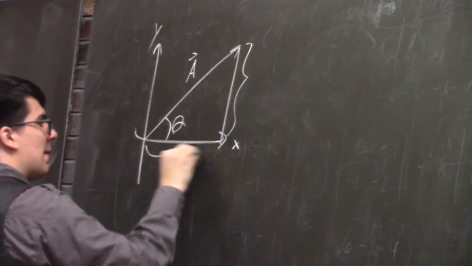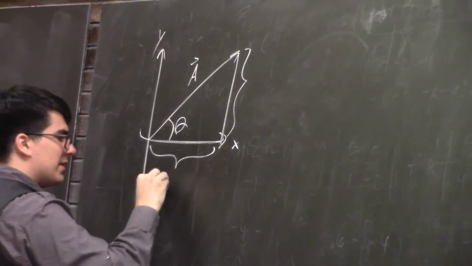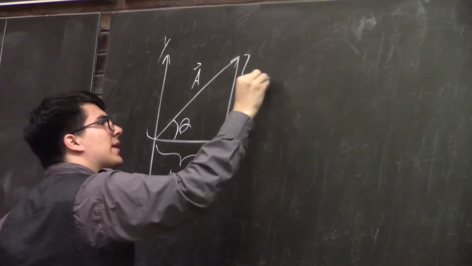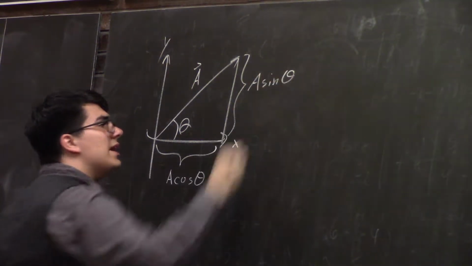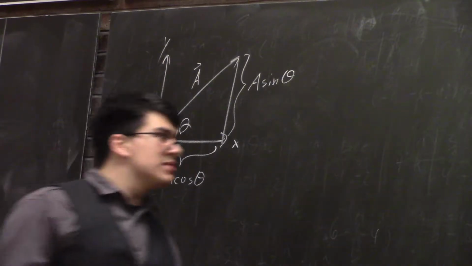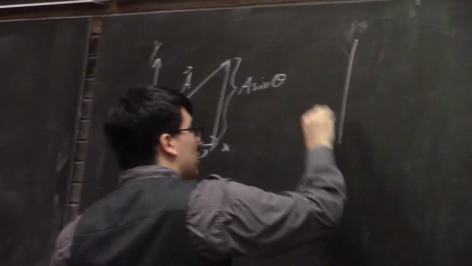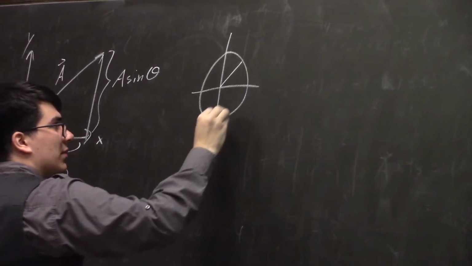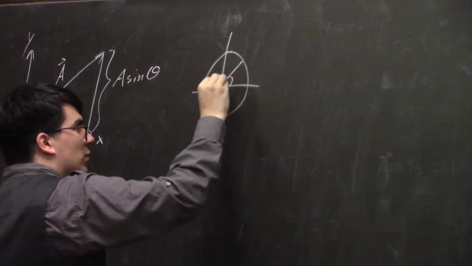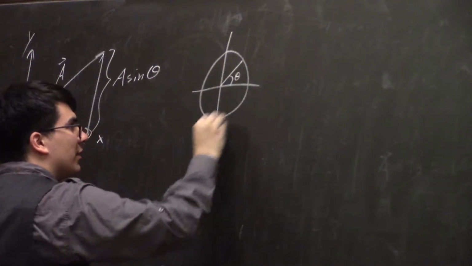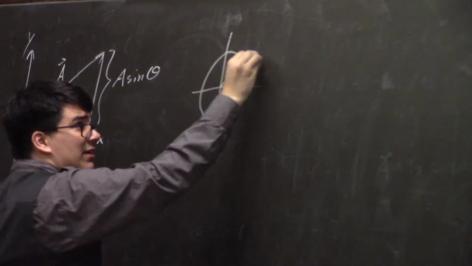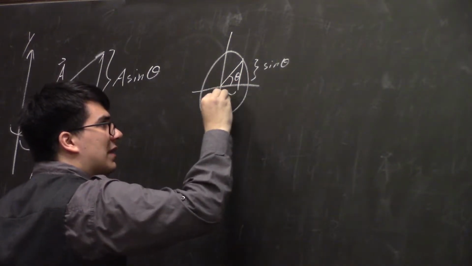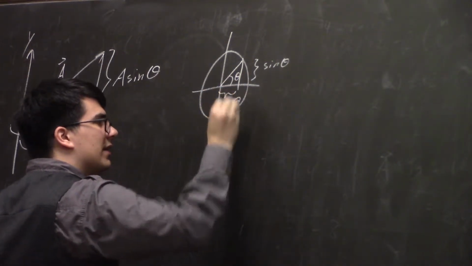This side and this side. This side would be the magnitude of A times cosine theta, and this side would be the magnitude of A times sine theta. The reason we do this is if you take a look at your unit circle, I have this guy here, like the radius being 1, and I have some angle theta here. We define sine theta to be this guy. And we define cosine theta to be this guy, right?